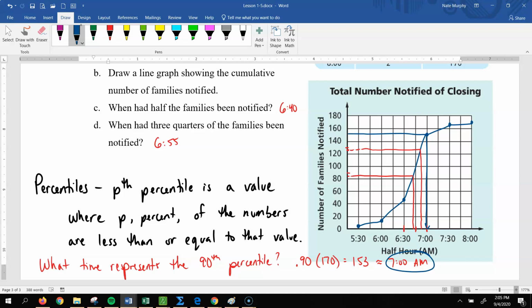So that is how we find percentiles. You take the percent of a particular value, and then that will tell you where that percentile would be. You will have some questions like that in your homework assignment, which we'll deal with tomorrow.